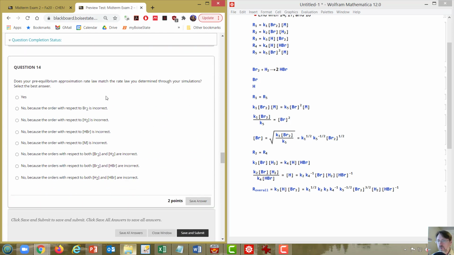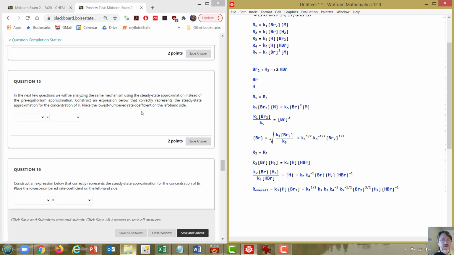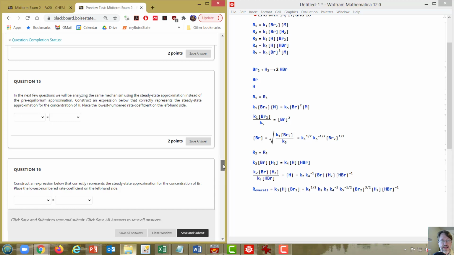Question 14. Oh, that's one of the ones we were supposed to skip, so we will come back to that. Question 15. We're going to analyze the same mechanism, but using the steady state approximation instead of the pre-equilibrium approximation. So we now want to construct an expression that correctly represents the steady state approximation for the concentration of H. So notice that this is in terms of the R1 through R5s. So we don't even at this point need to have these kinds of expressions here. So let's scroll back up to our mechanism and look at the steady state approximation for H.